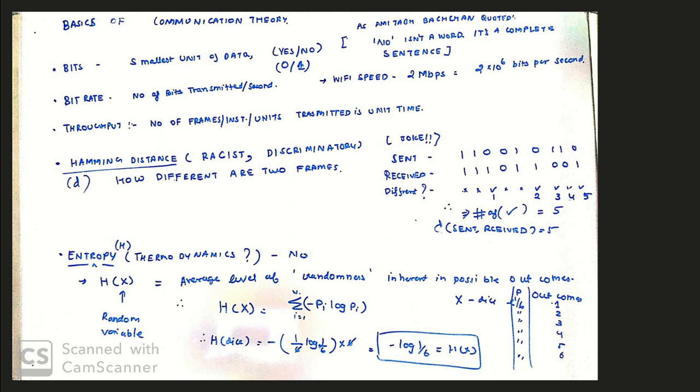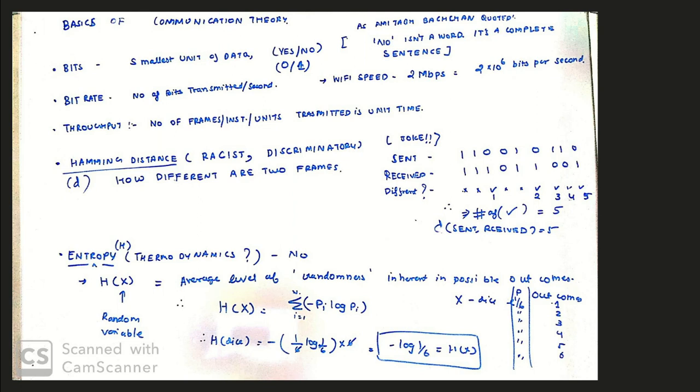We know that sometimes Wi-Fi speed shows us 2 Mbps. That means 2 into 10 to the power 6 bits per second. Throughput: the number of frames, instructions or units transmitted in unit time. Bit rate is kind of a throughput.